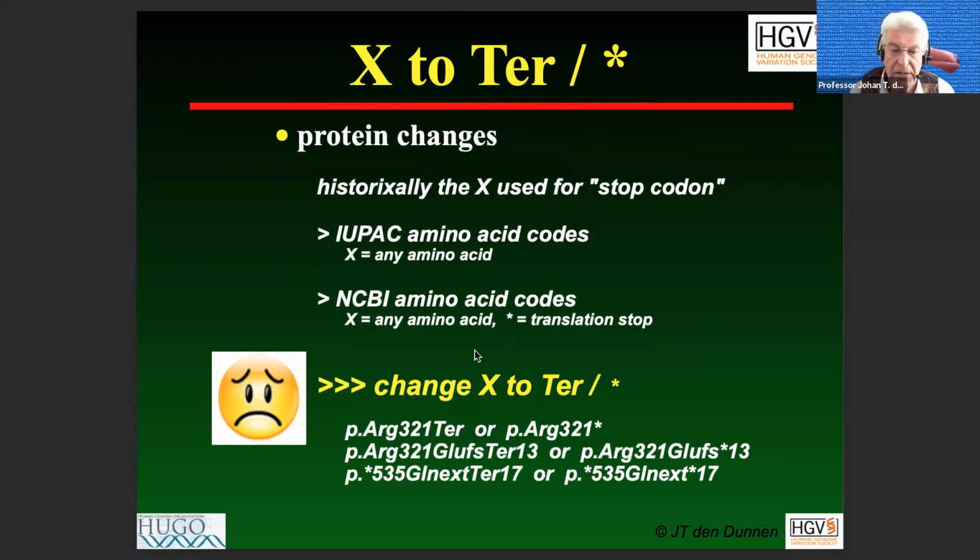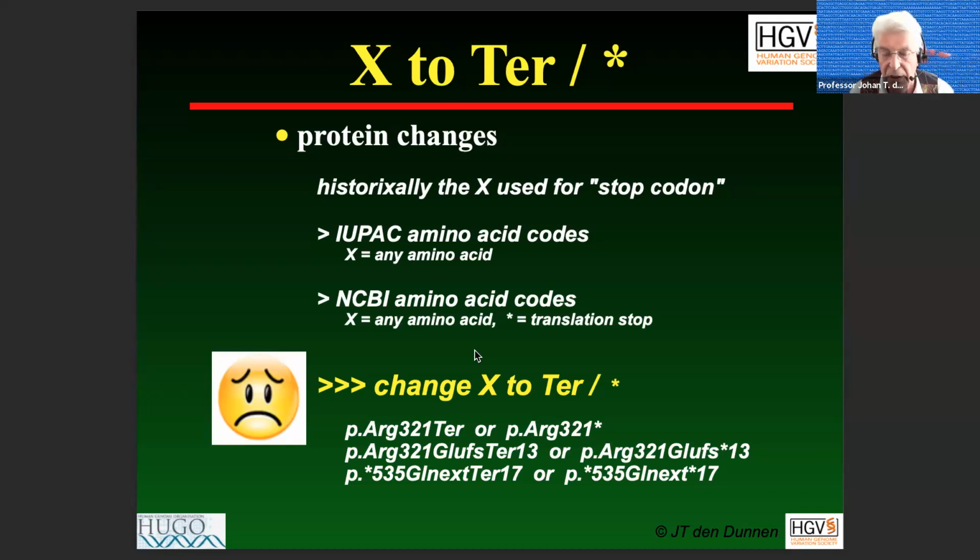And IUPAC already said the X means an amino acid changes to an unknown amino acid. And the X so stood for an unknown amino acid and not for a termination codon. Also, we found out that NCBI already in the 70s decided to describe a translation stop codon using the asterisk. So that's why we changed the X to Ter for termination codon in 3-letter code, or the asterisk.